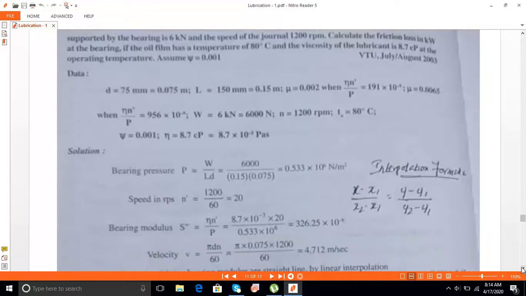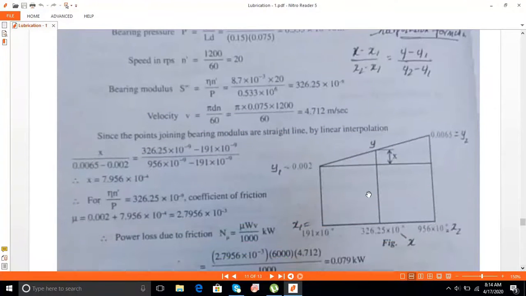So here the interpolation method can be understood with this particular sketch. For bearing modulus of 191 into 10 power minus 9, it is 0.002, and for 956 it is 0.0065. Our data, whatever we have calculated, is 326. It does not lie exactly at the center, but for calculations we have shown it here like this. So what is the required value? For this, we have a straight line, which they have explained.